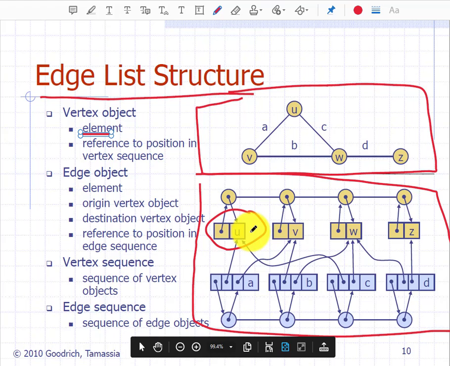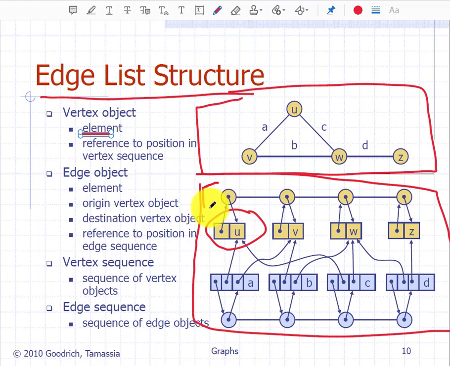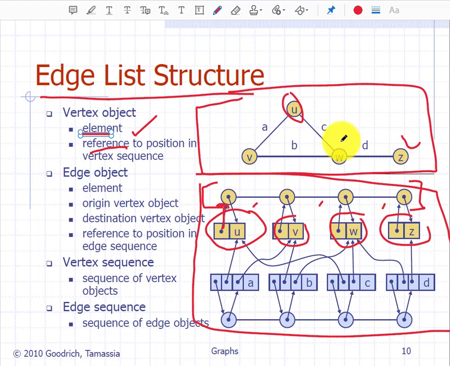So your first object here, which is the vertex, it has a reference to the position in the vertex sequence. So this could be a sequence, it could be an array, it could be a linked list, whatever the case might be, but it stores pointers to type vertex. And that type vertex will have an element, which is this U, okay, in this example, and also a reference back to the position in the collection. So it'll point back. These are all examples of vertices. These are representing these vertices.